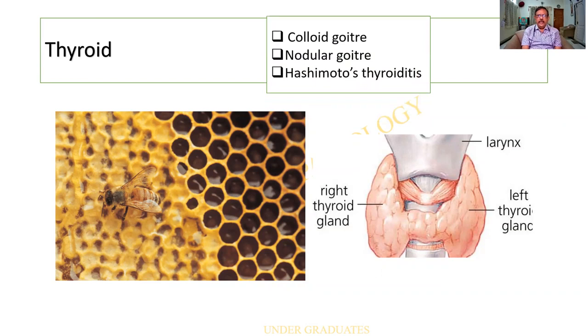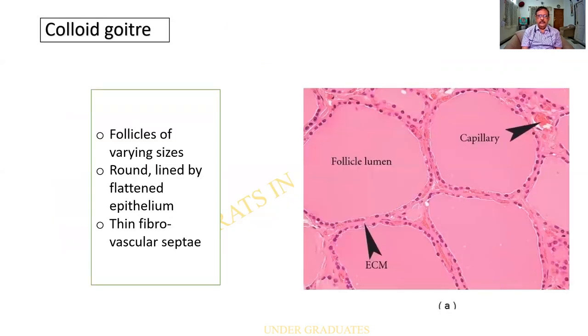In today's topic, we shall touch upon colloid goiter, nodular goiter, and Hashimoto's thyroiditis. They can be histology slides, gross specimens, or both. Look at the picture over here. Let us concentrate on the picture. The text will come to us automatically.